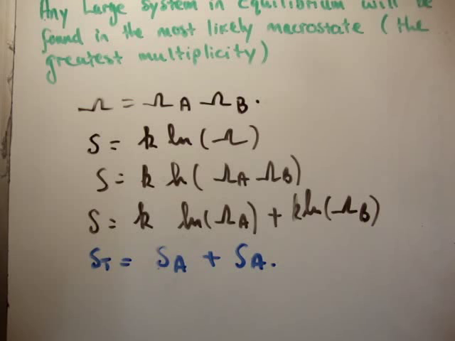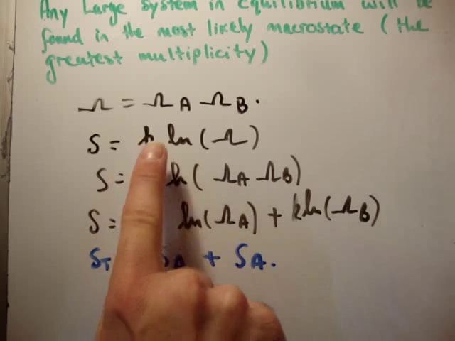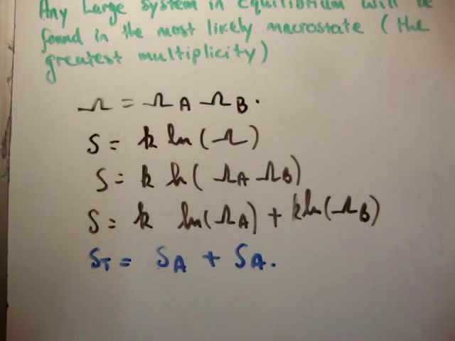Now it only works, and it's very important, it only works where the total multiplicity is the product of the individual multiplicities. You may or may not have watched my quantum statistics videos already, but there are plenty of systems where the multiplicity is actually the sum rather than the product. So this only works where the multiplicity is a product. However, in general, you can just say that this is the case, because the numbers are just so enormous that saying it's a sum versus a product is not really a big deal.